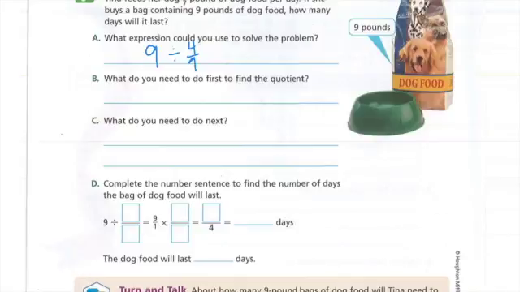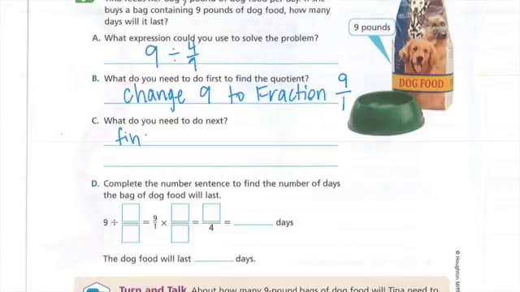What do you need to do first to find the quotient? Well, first we're going to change 9 to a fraction. When we have a whole number, all you have to do is make it have a denominator of 1 every time. What do we need to do next? Well, this would be up to you, but I'm going to say that we're going to find the reciprocal of 4/7. If you wanted to do common denominators, that's where you would say I would find common denominators.